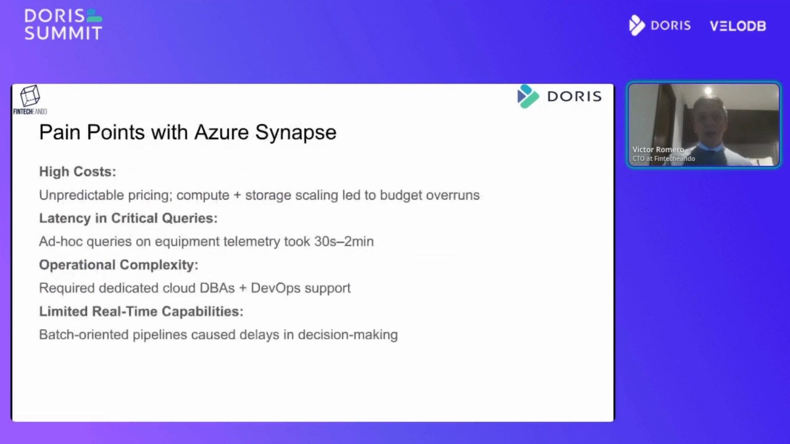Which were the pain points with Azure Synapse? The first is the high cost because it is a cloud service, with unpredictable pricing. The compute plus the storage scaling led to budget overruns. So this was very critical in order to take the decision of looking for a new analytics solution.